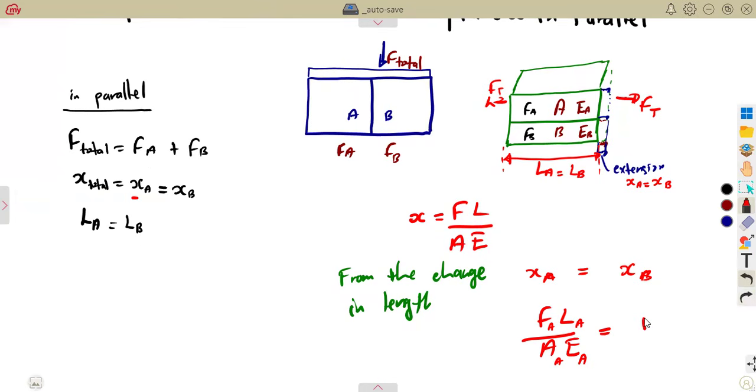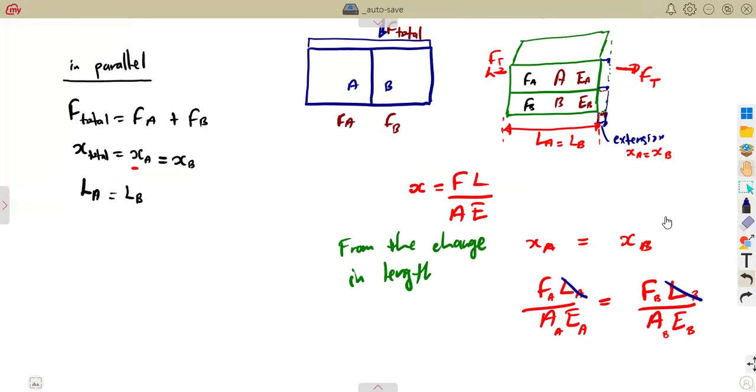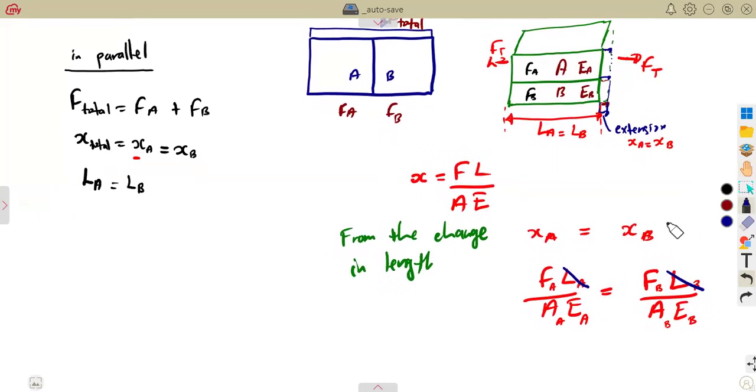At B, we're going to use the same thing. Force times length over area times E, which is our Young's modulus. But this is at what? At B. So this will be F at B, L at B, area at B, Young's modulus at B. But remembering that LA is equal to LB, that their length is the same, you can divide because the lengths are equal. The length at A and the length at B, they are equal. So these two can cancel.